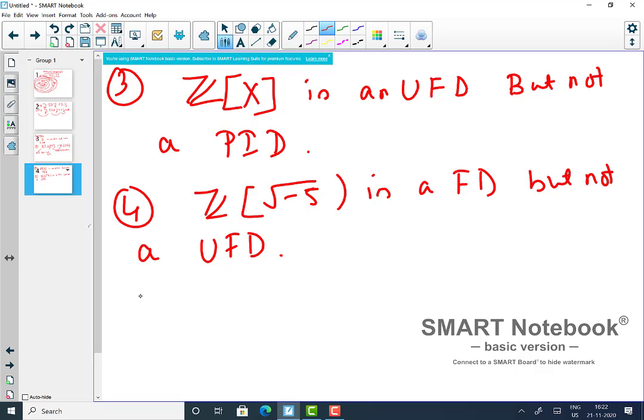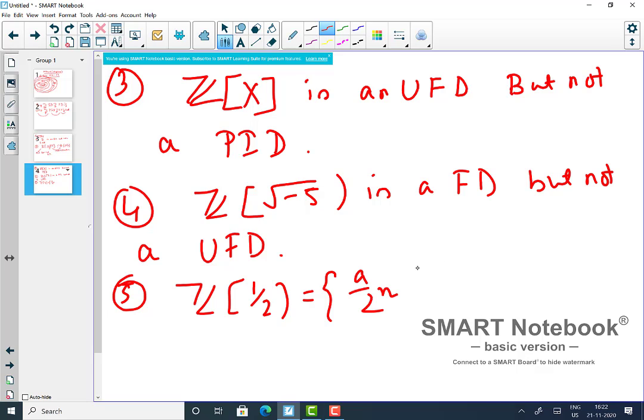But there are other domains where you don't even have finite factorizations. For example, if you collect, let me write down, all the elements of this form, a over 2 to the power n, where a belongs to Z and n is a natural number or 0. N can be 0 also.